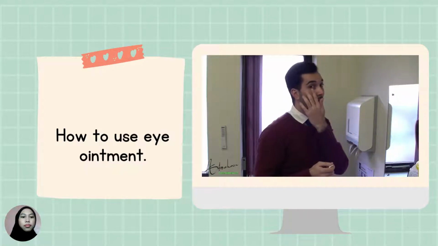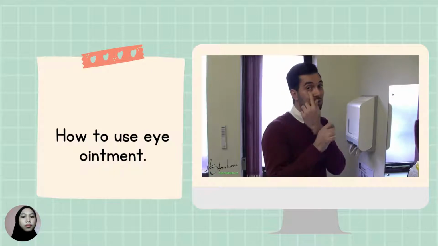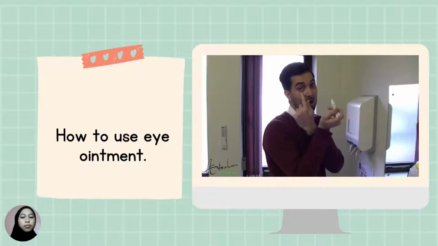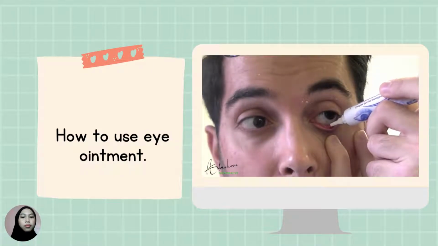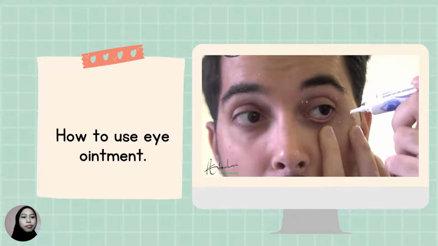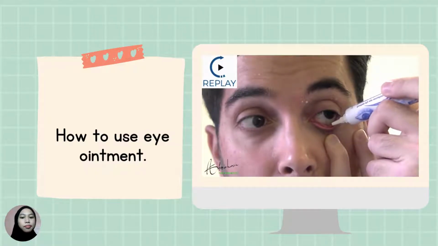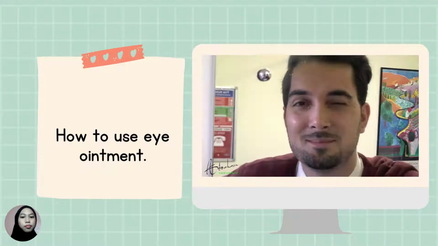Tilt your head back and pull your lower eyelid down using your index finger to form a pocket. Squeeze gently to release a thin line of ointment along the inside of the lower eyelid without touching the eye. Give the tube a little twist at the end to cut the ointment. Your ointment will be much thicker than my example, but the technique is as shown.